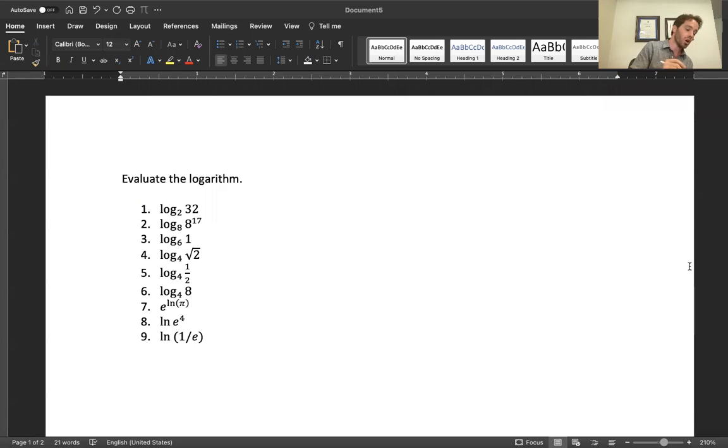Log base 2 of 32 says, like every log, what power does this need to get this answer? Now, you may know, hopefully you do off the top of your head, that 2 to the 5th power happens to be 32. If you don't know that, you can count it up on your fingers: 2, 4, 8, 16, 32, 2 to the 5th. But in the interest of answering a few of the later questions, I'm going to write it as log base 2 of 2 to the 5th.